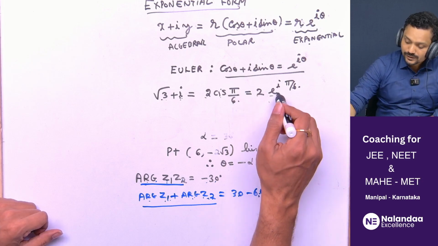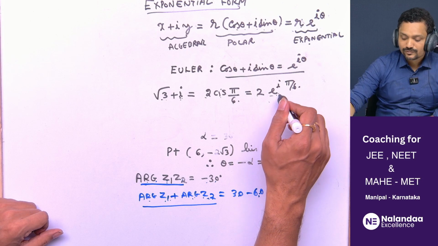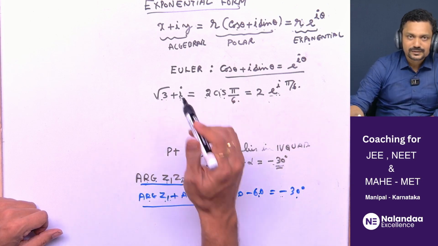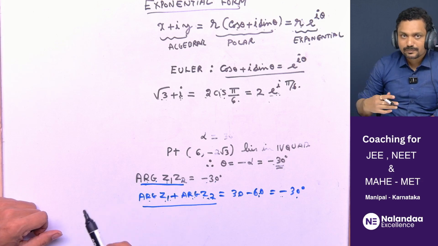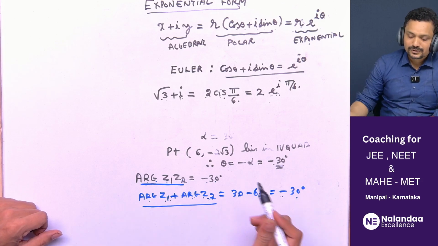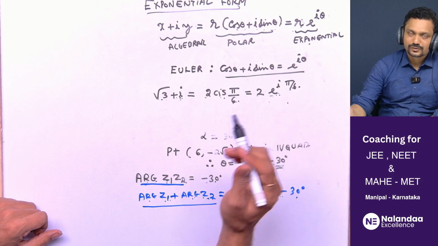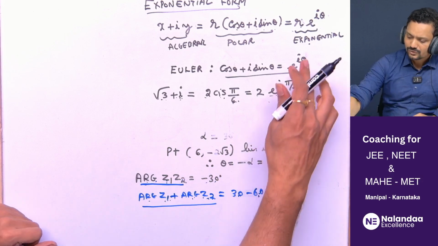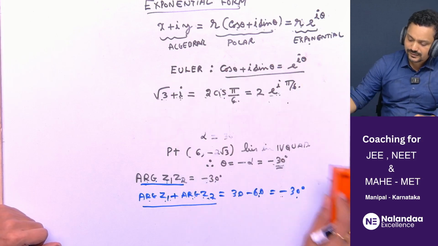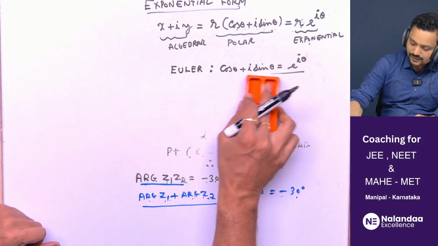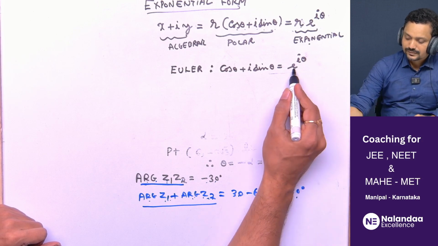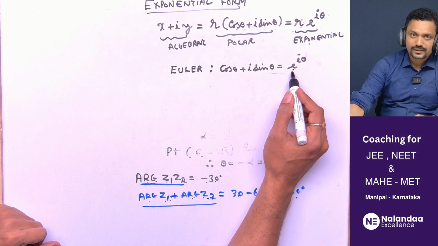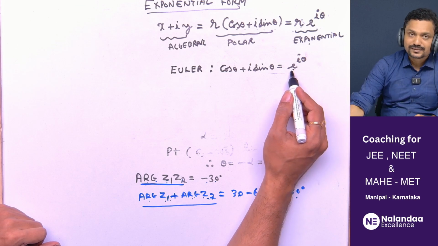Sometimes exponential form is very helpful, sometimes polar form is helpful, sometimes algebraic form is helpful. It depends from problem to problem. So that decision we have to take. Today we will be picking up some questions. And what is this e? We have to study this later, especially it comes very regularly in calculus in 12th standard.